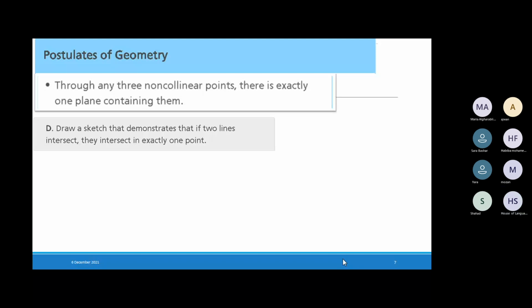What is the plane? This is the plane, like the board. Like this. It is already a plane. Do you understand? All right.